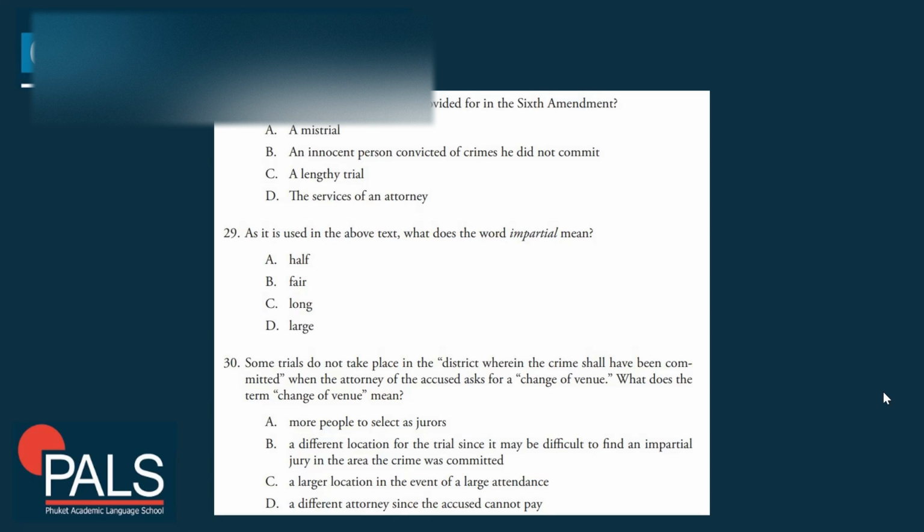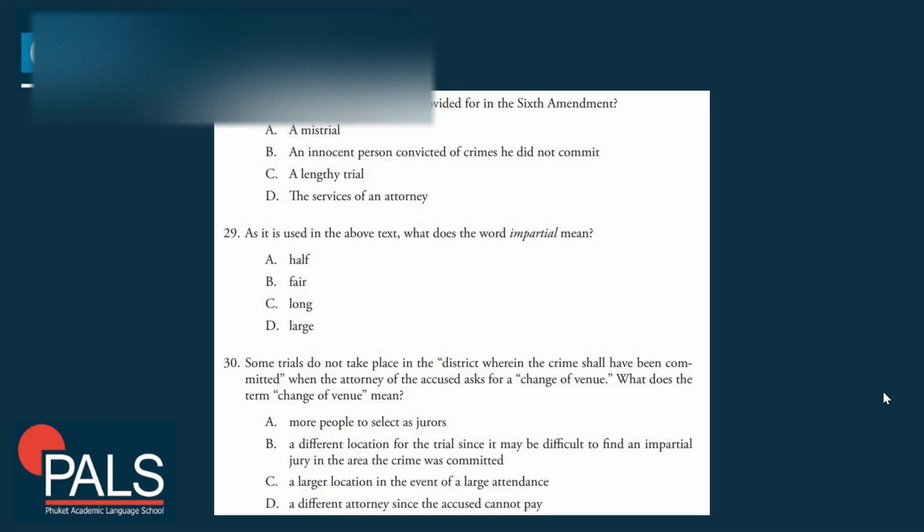But you could understand the Bill of Rights enough to see that C is not provided because it states that a person is guaranteed a speedy trial, which is the opposite of a lengthy trial.